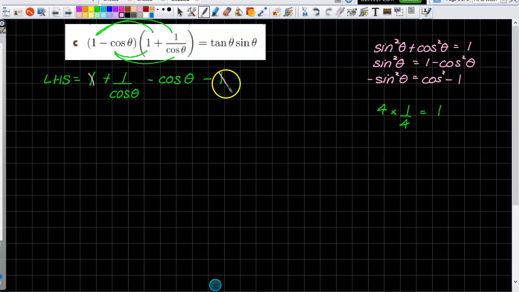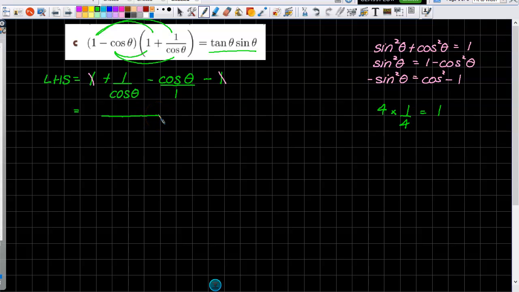The ones cancel, and we're left with 1 over cos take cos. We're trying to make it look like this. So what is the tactic that we should employ? The first thing I'm looking for is that I've got 2 fractions. I want to try and combine it to 1 term, not 2 different terms. So we're subtracting fractions. We want to get the same denominator.